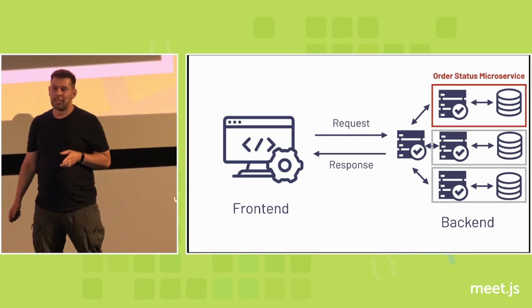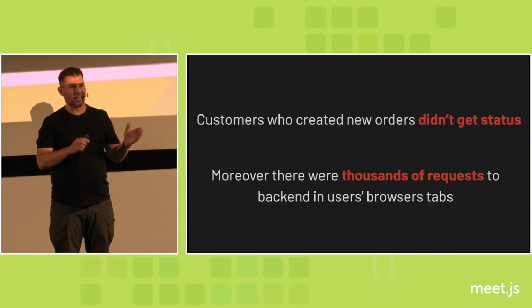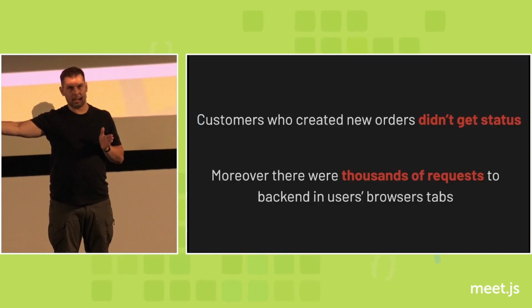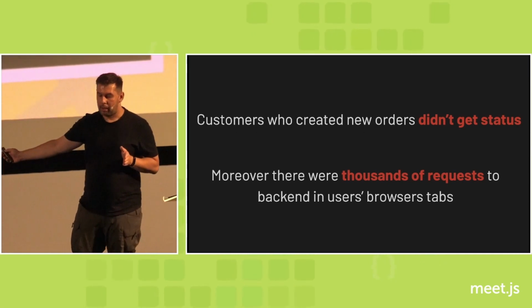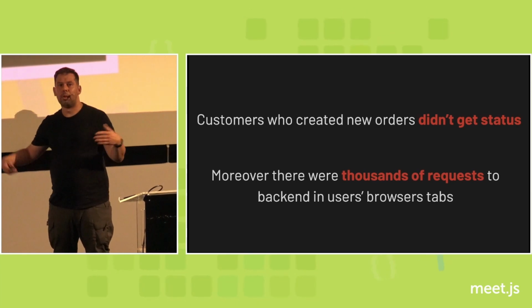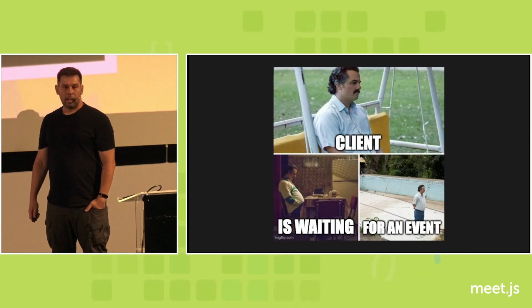And how can we solve this problem? We have Monday, a few days later. Colleagues from the company opened Grafana, and their faces look like this. So we need to find a solution for this problem. Customers who created a new order during the weekend didn't get a status, right? Moreover, there were thousands of requests that failed, and users just blocked our part of the backend because the client was waiting for an event.